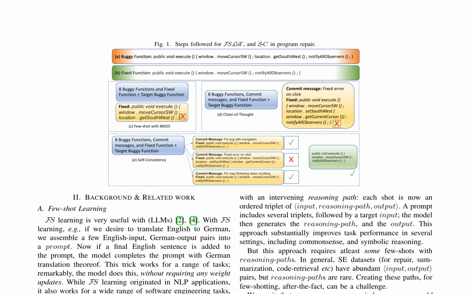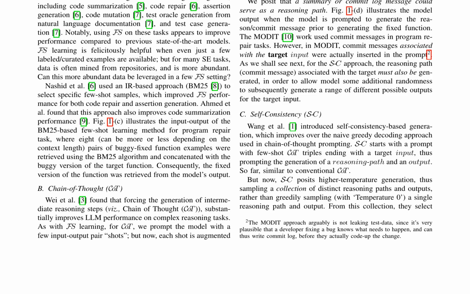Chain of thought is another approach that forces the generation of intermediate reasoning steps, substantially improving large language model performance on complex reasoning tasks. Each shot in chain of thought consists of an ordered triplet of input, reasoning path, and output. A prompt includes several triplets, followed by a target input, and the model generates the reasoning path and output.